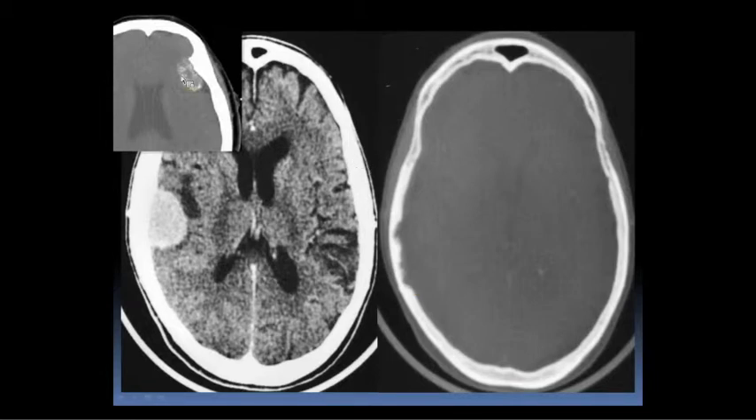This is an example of a typical meningioma. This one happens to have calcification within the lesion, which is classic, but it also has this hyperostosis. And if you see this hyperostosis in conjunction with a lesion, you can pretty much count on it being a meningioma. It's pretty specific for meningioma.